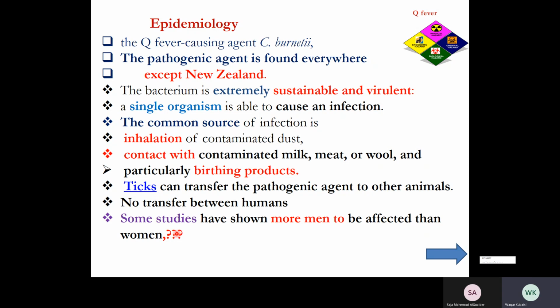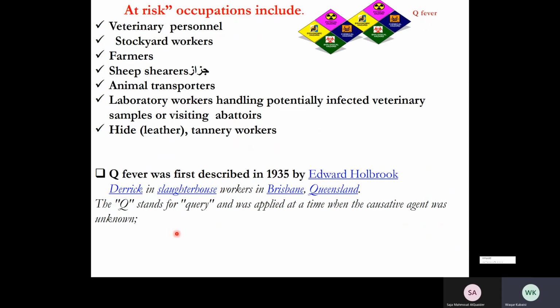From an epidemiological point of view, some studies found that it is more common among males than females. Why? From the occupation point of view, because they deal with animals, that's why it's higher. Already we mentioned who is at risk: veterinary personnel, stockyard workers, farmers, sheep shearers, animal transport workers, laboratory workers, and all those who are treating animals or animal products.